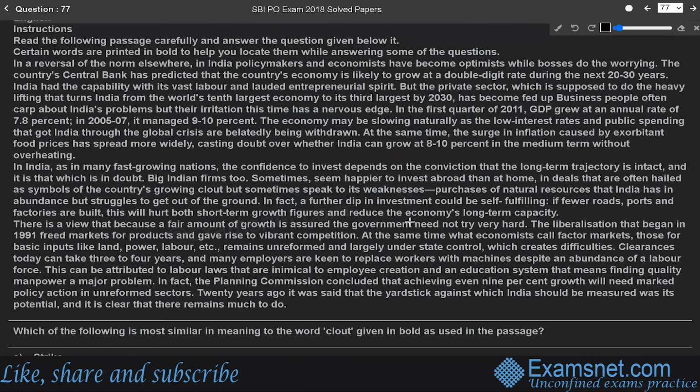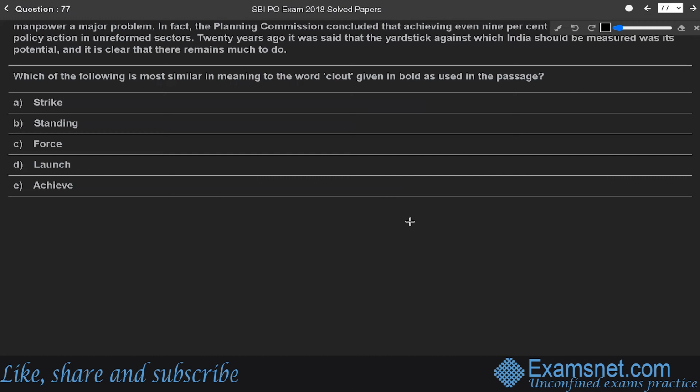Next part of the question is, which of the following is most similar in meaning to the word cloud given in bold as used in the passage? According to the passage here, cloud means hitting hard, which is similar to the word force. Therefore, we can say that the correct option will be option number C.